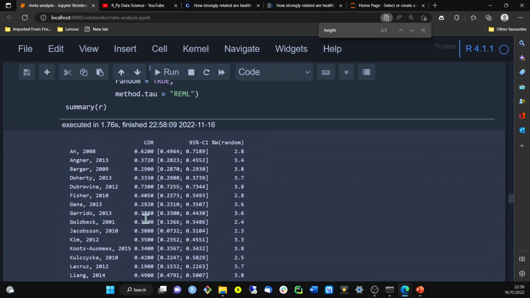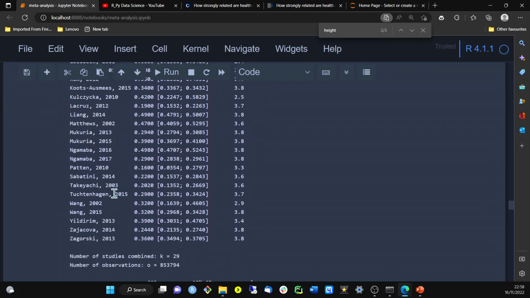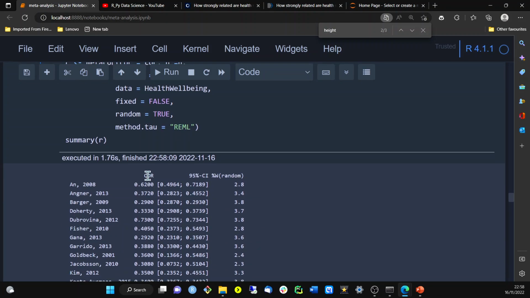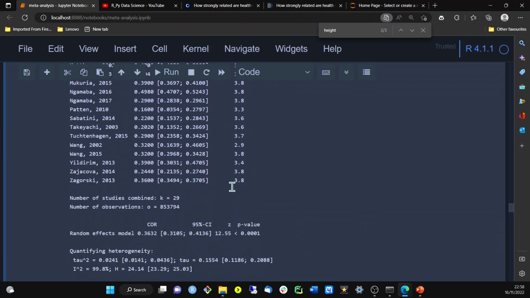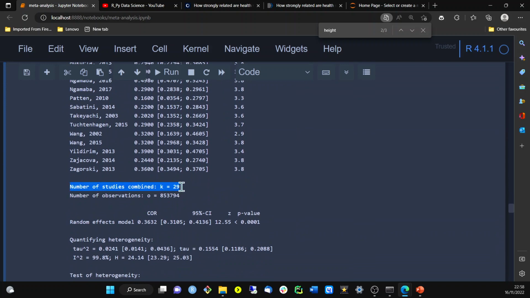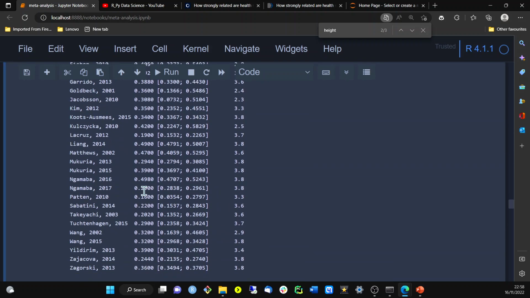So now I already have the meta-analysis here. I have the studies, the correlation values, and here I have the 95% confidence interval, and here I also have the weights. That means the random effects weights. Then at the end, we have the number of studies, 29, and the number of observations is really large, almost 1 million. It's really large because we also have too many studies.